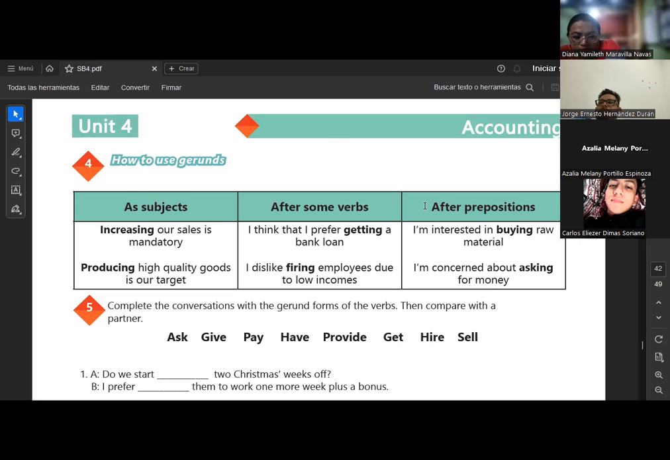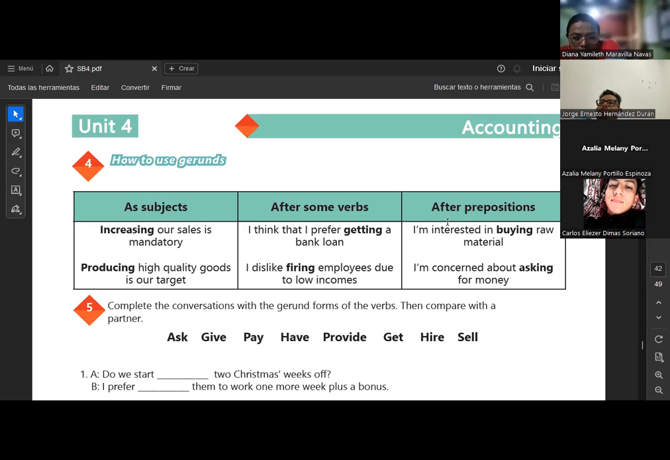Melanie, read after prepositions. No, okay, she's not there. Carlos Eliezer, read after prepositions. I'm interested in buying raw materials. I'm concerned about asking for money. Thank you, Carlos. Okay, as you can see, three uses of gerunds: as subjects, after specific verbs, and after some prepositions.